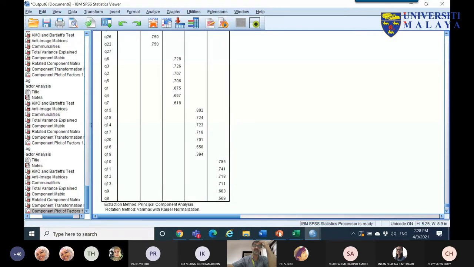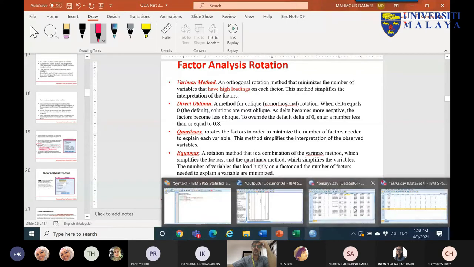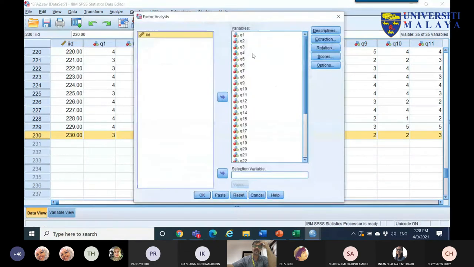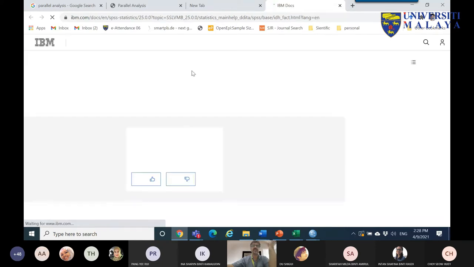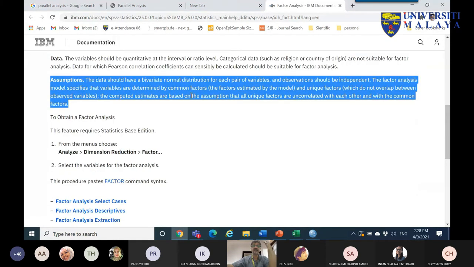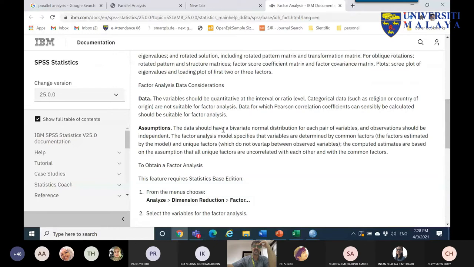So this is the factor analysis supported by the parallel analysis. But there is one big issue. What is the big issue? When we do the parallel analysis in SPSS, the assumption of the factor analysis in SPSS is normality of data. Sometimes if your data are continuous quantitative data, that's okay. Can you see here? Look at here, the data should have a bivariate normal distribution for each pair of variables.